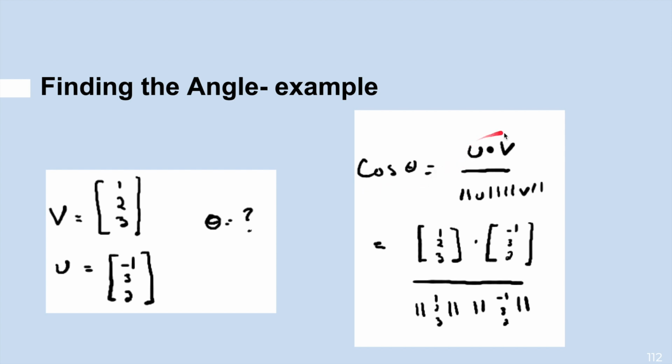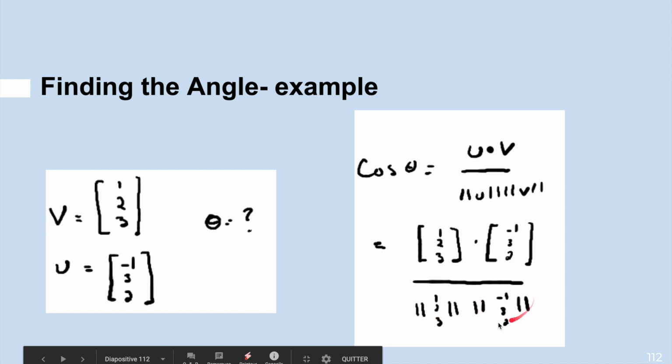Cos theta is u dotted with v over the norm of u times the norm of v. We're just going to insert our vectors. So we have 1, 2, 3 dotted with -1, 3, 2. We're going to find the length of this multiplied by the length of this. First, let's start with our dot product. So all this is 1 times -1 plus 2 times 3 plus 3 times 2. 1 times -1 is -1, plus 2 times 3, which is 6, plus 3 times 2, which is 6. 6 plus 6 is 12, minus 1 is 11.